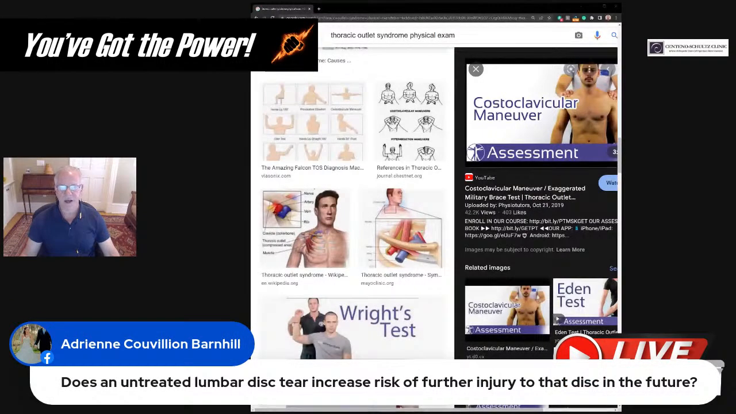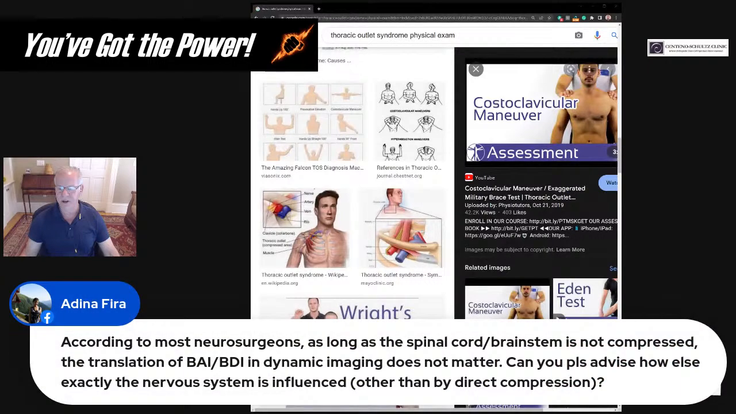Adrienne, does untreated lumbar disc tear increase risk of further injury? Yeah, I think I've answered that one.